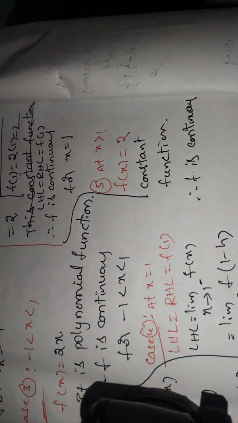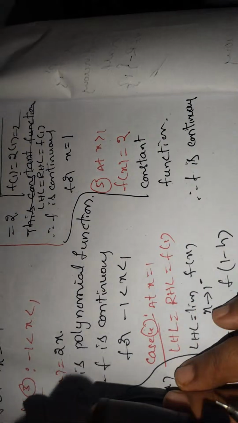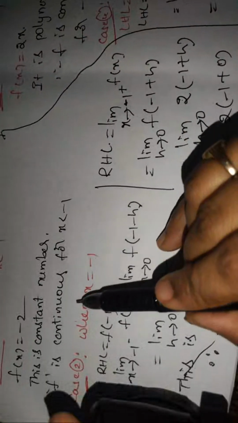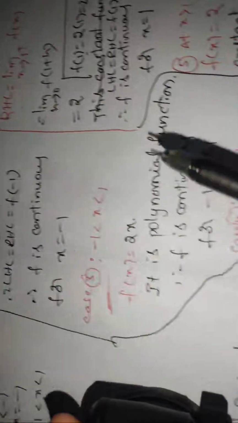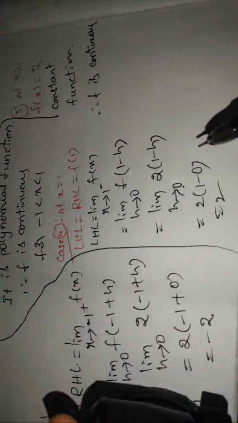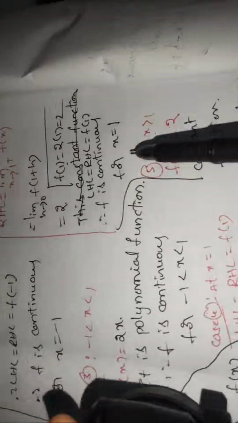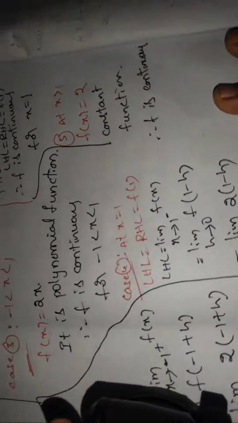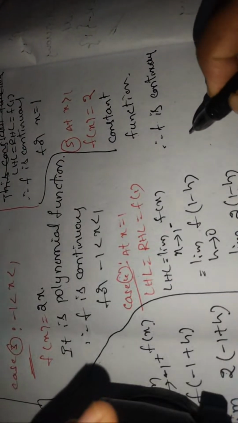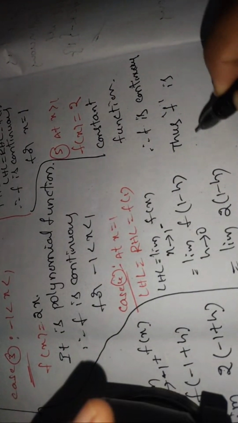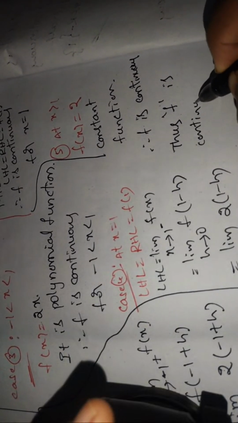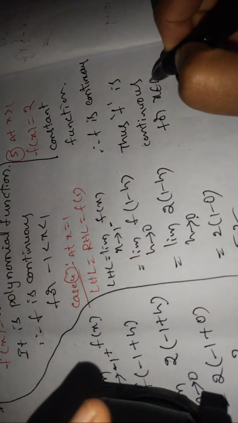Now what is the final conclusion? We check: case 1 is continuous, case 2 is also continuous, then case 3 also continuous, case 4 also continuous, case 5 also continuous. This means in this question there is no discontinuity. So f is continuous for all real numbers.